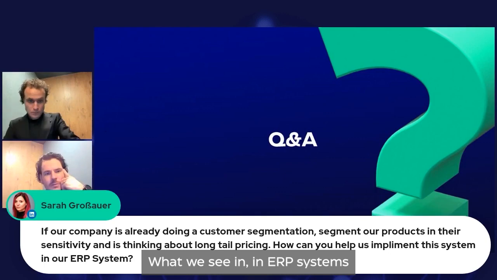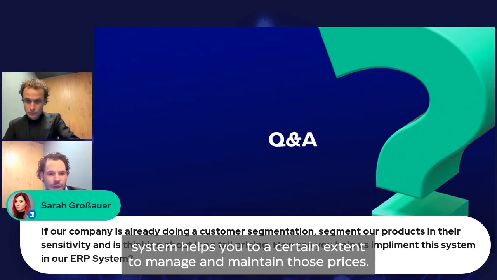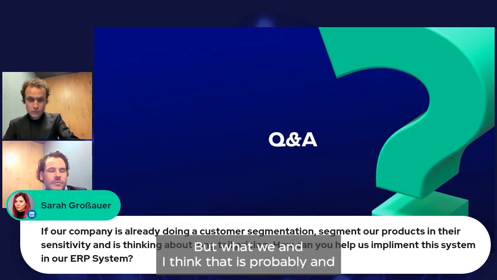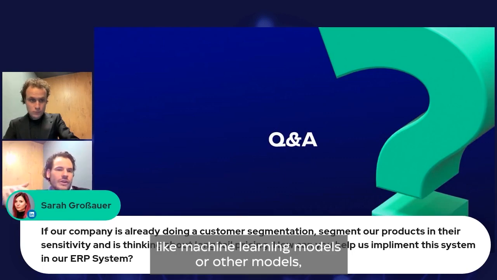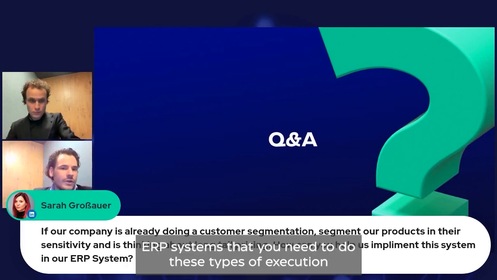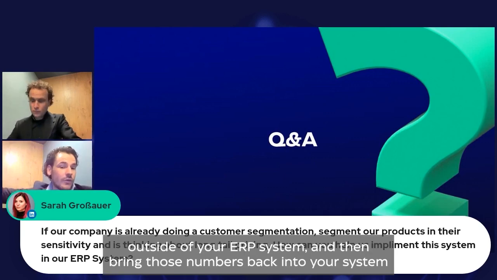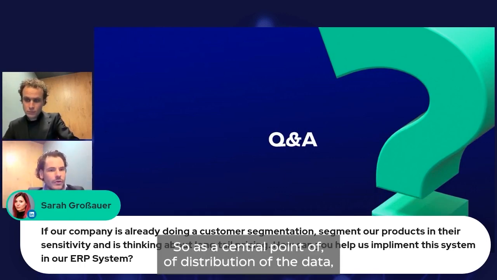What we see in ERP systems is of course that you can set up different dimensions, and that an ERP system helps you to a certain extent to manage and maintain those prices. But I think that is probably an experience that you have as well, once you start to develop machine learning models or other models, then, at least in our experience with the larger ERP systems, you need to do these types of execution outside of your ERP system, and then bring those numbers back into your ERP system if you want to make that the source where everything goes in and out, right? So as a central point of distribution of the data.